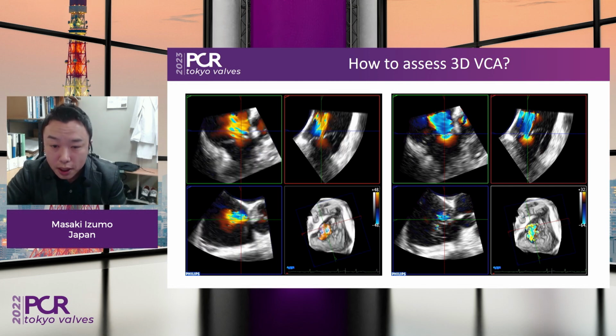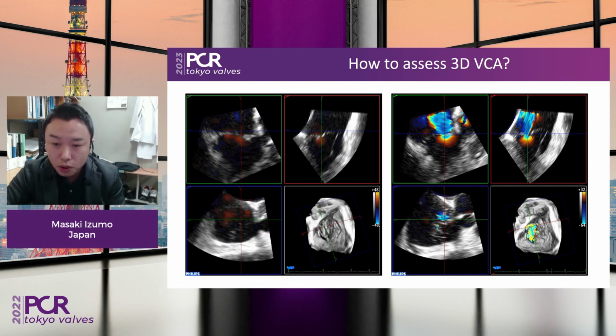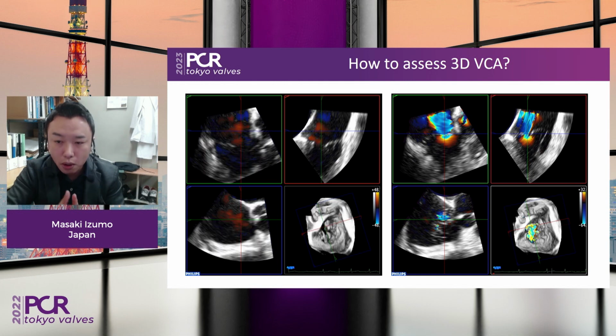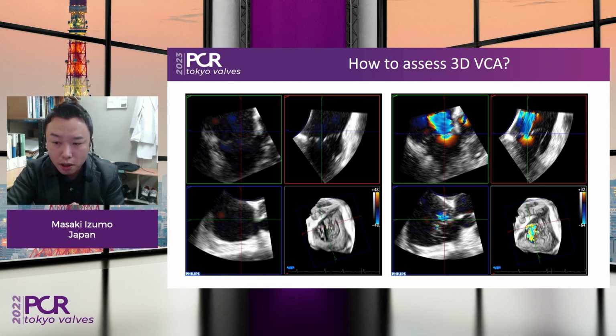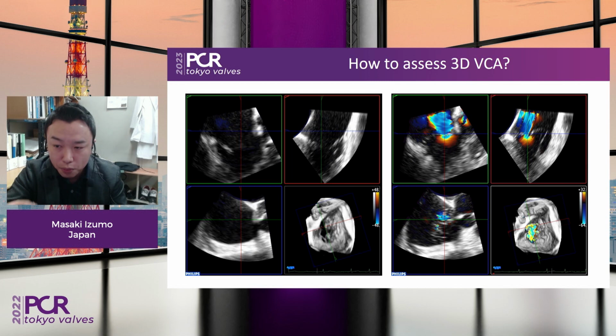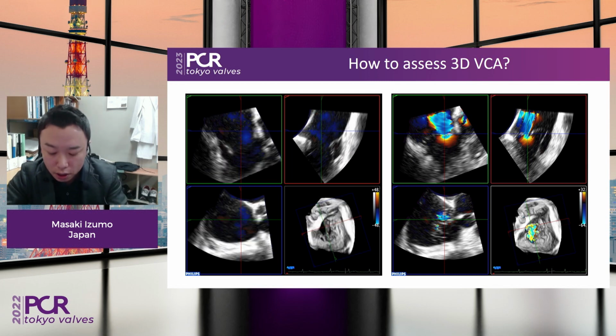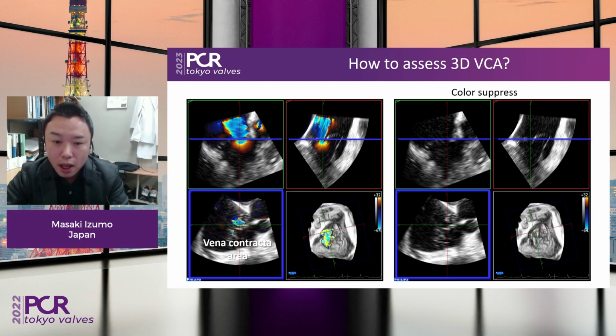3D color Doppler is useful to assess not only the jet location, but also severity of TR. 3D color Doppler can directly measure the regurgitant area. Vena contracta area is measured by reconstructing the 3D image. So it is sometimes difficult to determine the location of the blue line like here, but this can be made easier by using a color suppressed image as shown on the right panel here.